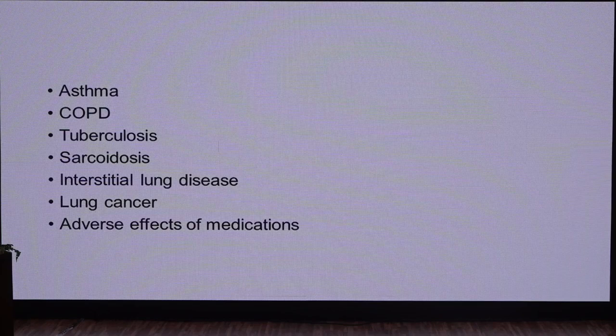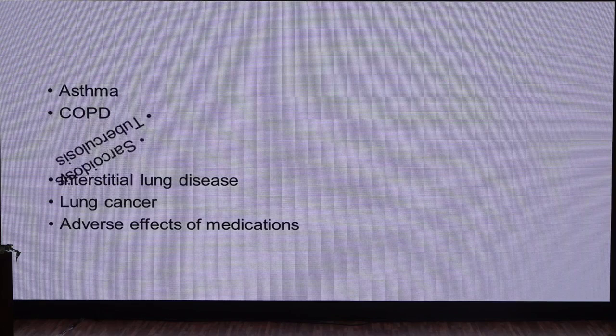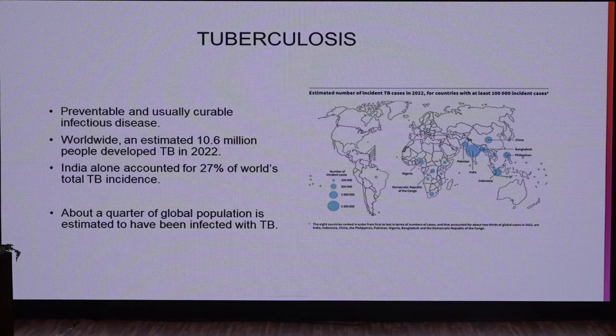So the diseases or the setups which are linking both these departments start from simple allergies, asthma, to COPD, tuberculosis, and then to adverse effects of medications, and lastly to cancer. But each of these diseases is a huge topic in itself, so I will be limiting my topic to the commonest ones, tuberculosis and sarcoidosis. So tuberculosis, as we know, is a preventable and usually curable infectious disease.